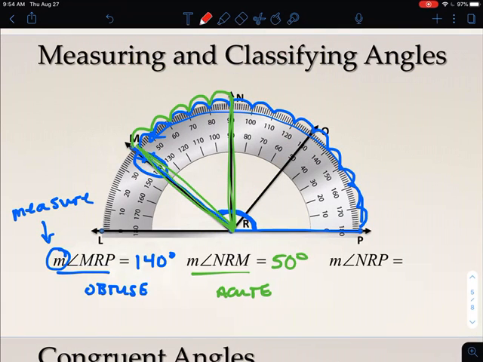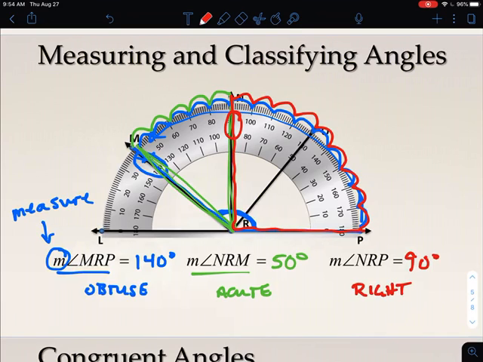And then our last one, angle NRP. If we start at N, come down to R, and over to P here, again, since we're at the horizontal, we could just use the numbers. In this case, both numbers are the same anyway, so it doesn't matter. It's going to be 90 degrees. Or again, if I want, I can count from one to the next: 10, 20, 30, 40, 50, 60, 70, 80, 90. So I get 90 degrees, which makes this a right angle.